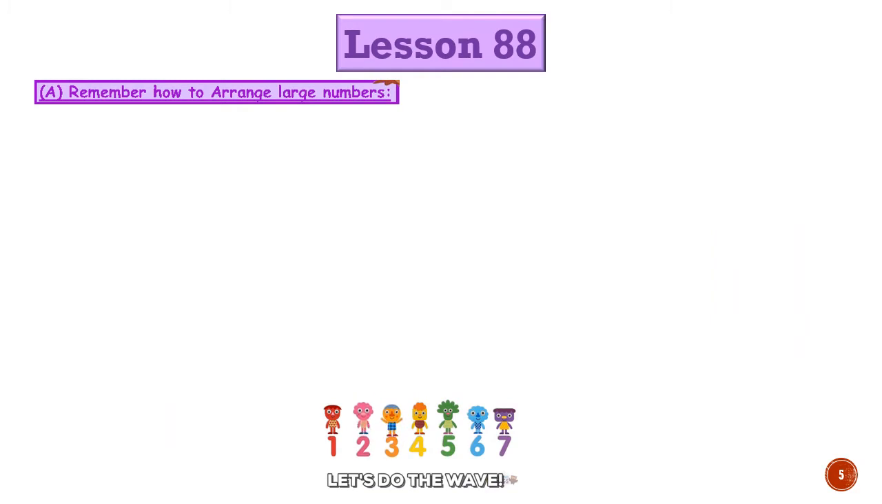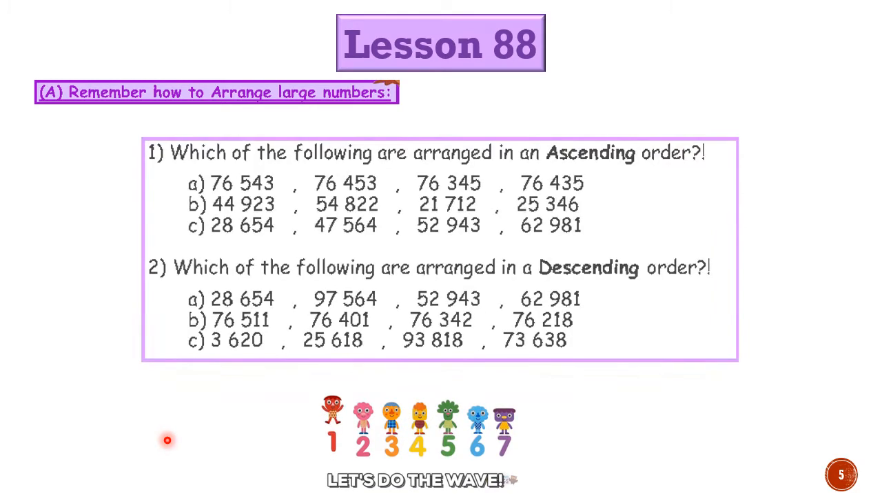More exercises of ordering numbers. Here we have: which of the following are arranged in ascending order? Here we have some choices. Ascending order is from the smallest to the greatest. Read one by one. Here we have 5 digits, 5, 5, 5. Here we have 76 in thousands place, 76, 76, 76. And go to hundreds: 5, 4, 3, 4. It's not an order. Let's go to another one.